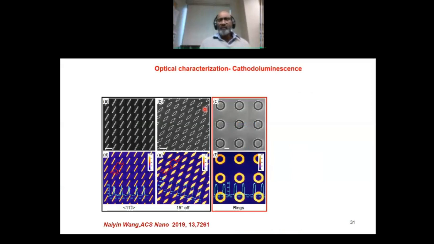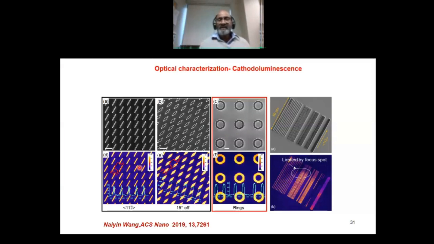So Nain Wong has taken these structures and looked at the light emission from them. You take these nanomembranes, nanodiamonds, and nanorings, and he excites them with the electron beam using cathodoluminescence, and then looks at the light emission. You can see a very bright light emission from all these nanostructures, indicating that we've got highly uniform structures with no defects, and excellent light emission.